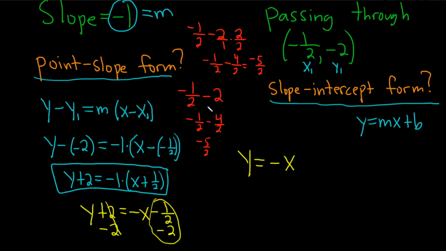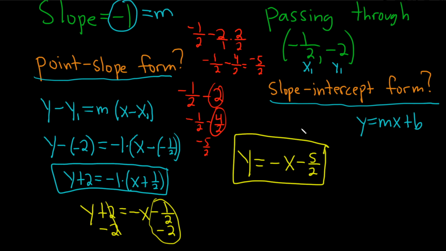I do it this way because it's faster, but this requires more thought. You have to think a little bit more. So minus 5/2. So that goes here, -5/2. And that's it. That would be the slope-intercept form.